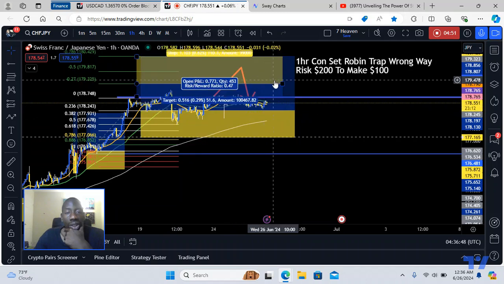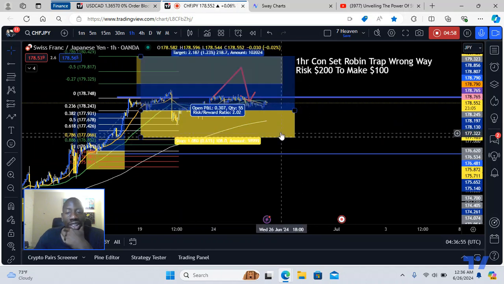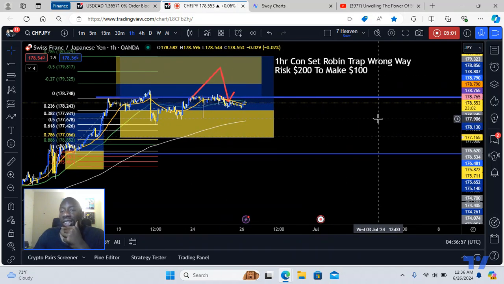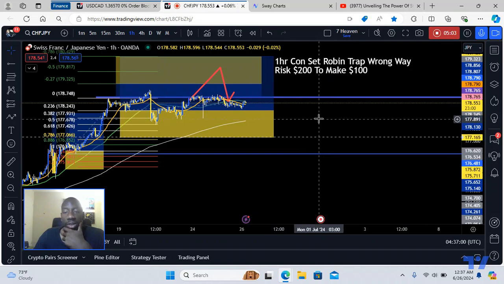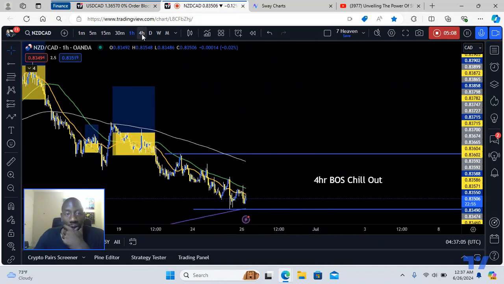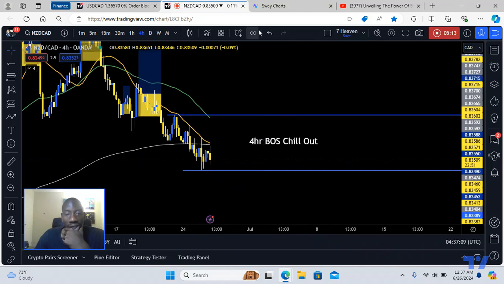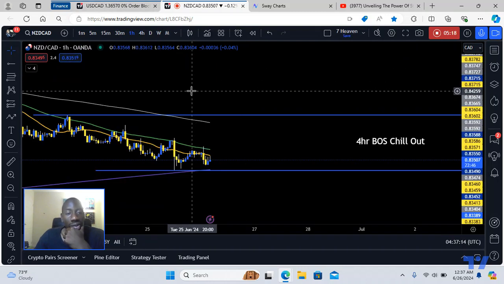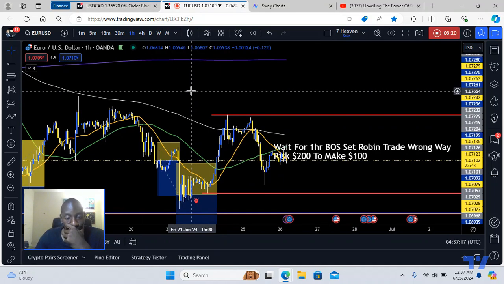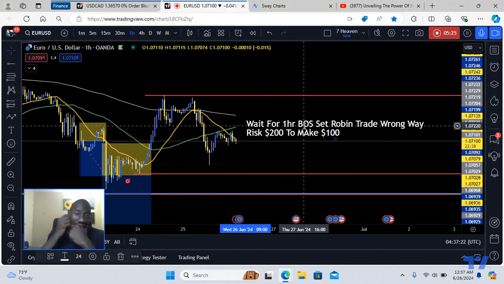CHF JPY. We've been waiting for a long time. Still in the middle here. We haven't validated this area, so this trade is still valid. We're risking 200 to make $100 there. This thing, I'm just waiting for the 4-hour to break structure. Right now, we're just getting a bunch of continuations. So, chilling out.